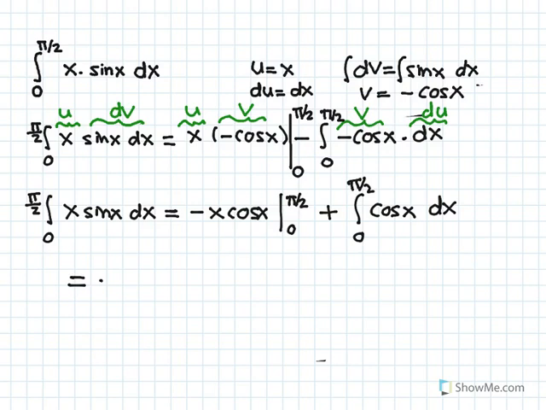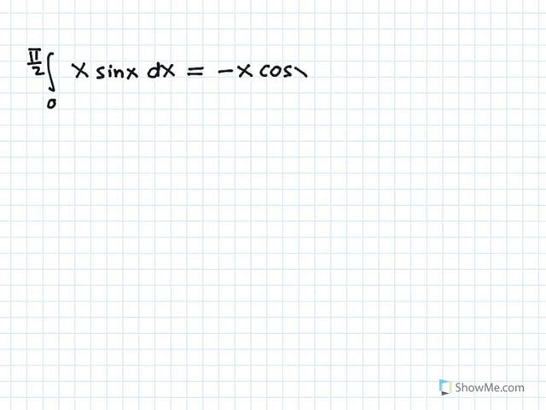So we get minus x cos x from 0 to pi over 2, and the antiderivative of cos x, the integral of cos x, is just sine x, evaluated from 0 to pi over 2. So what we have is the integral from 0 to pi over 2 of x sine x dx is equal to minus x cos x plus sine x, evaluated from 0 to pi over 2.